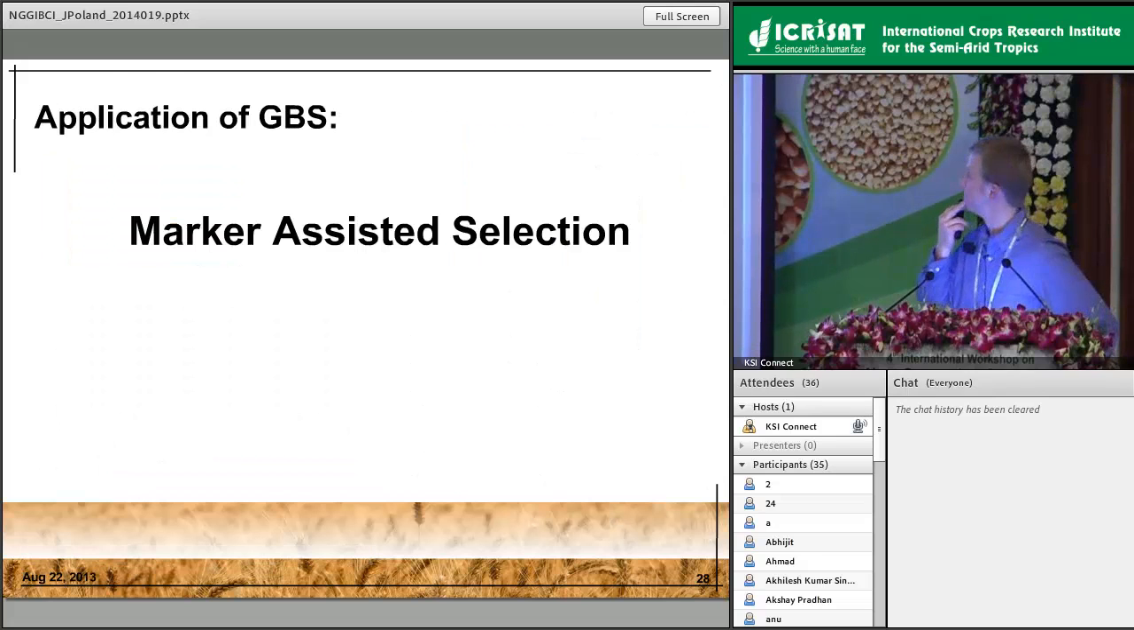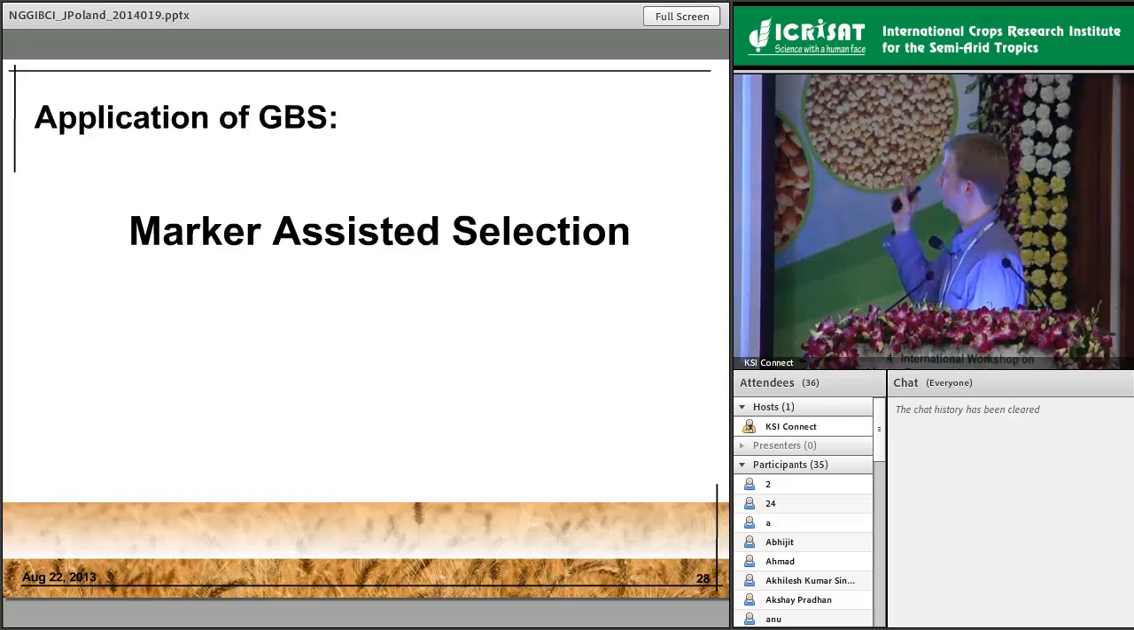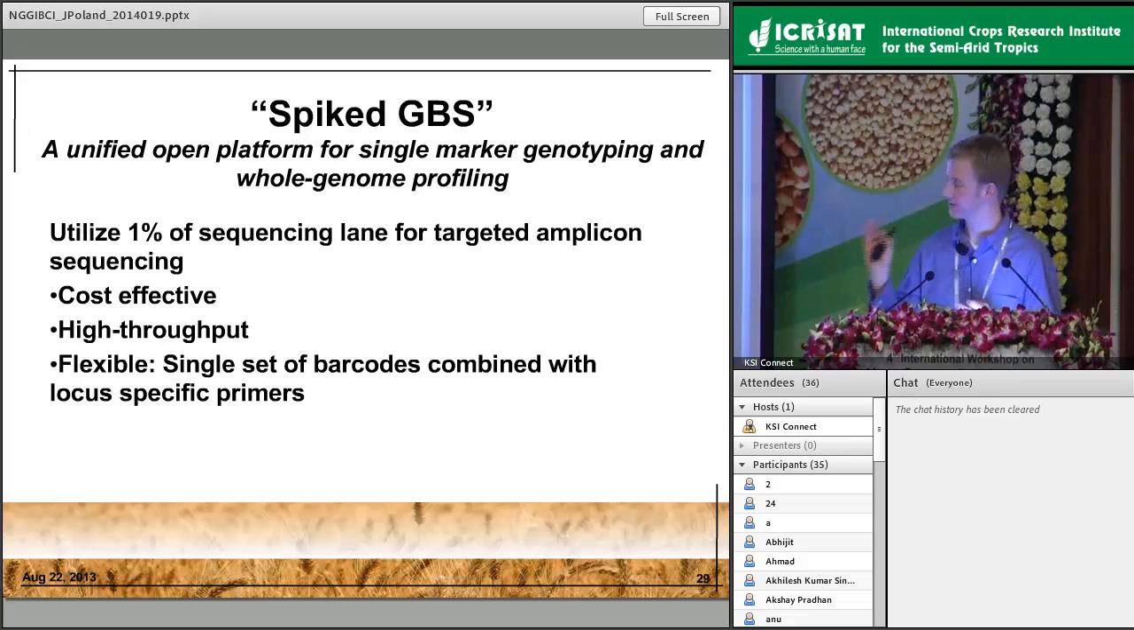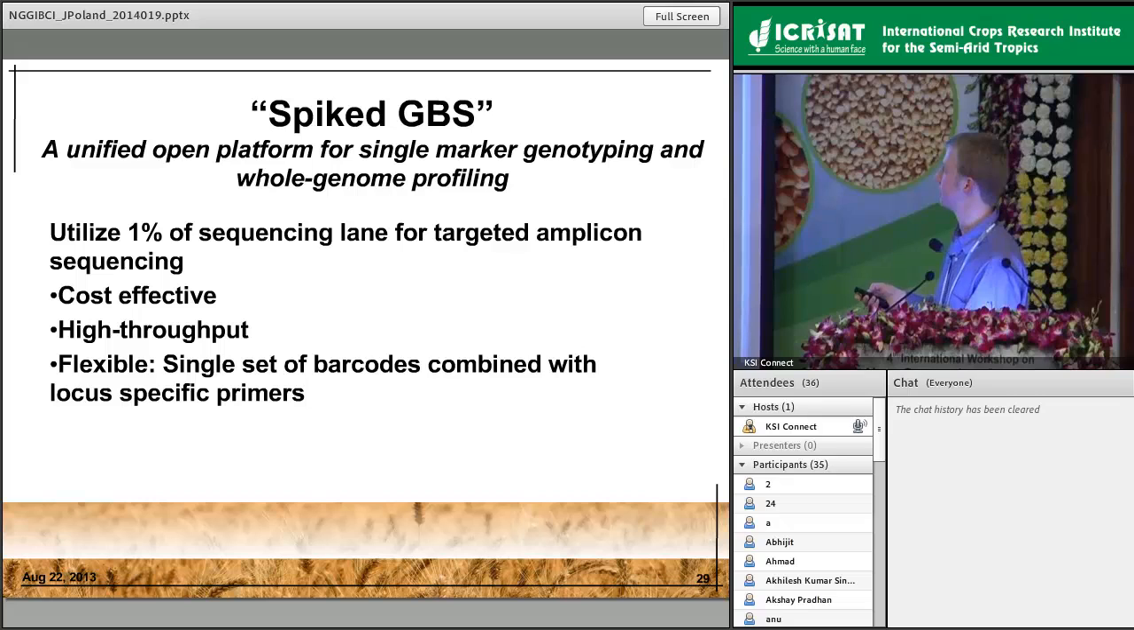Now I'll talk about some marker-assisted selection, and this gets into that framework of having single markers relative to a whole genome profile. One thing we've been trying to work out is what we call spiked GWAS. The idea was to have an open, flexible platform where we can target single loci at known targets, basically independently of our whole genome profiling. The real key is that we use just a small percent of the total sequencing lane to make it cost effective, because with a few targets you don't need a ton of sequences. That makes it cost effective, high throughput, and flexible, because we use a single set of barcodes that are different from the sets of barcodes used for GWAS.